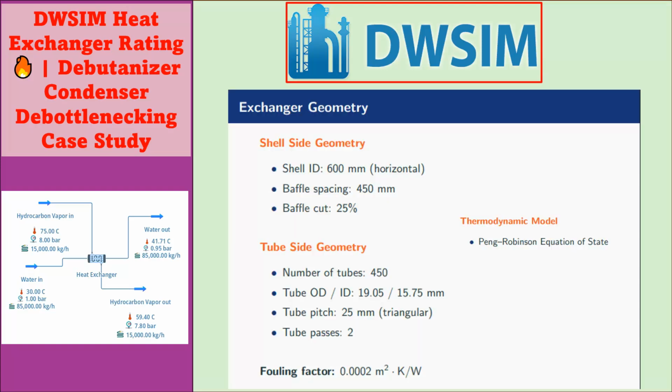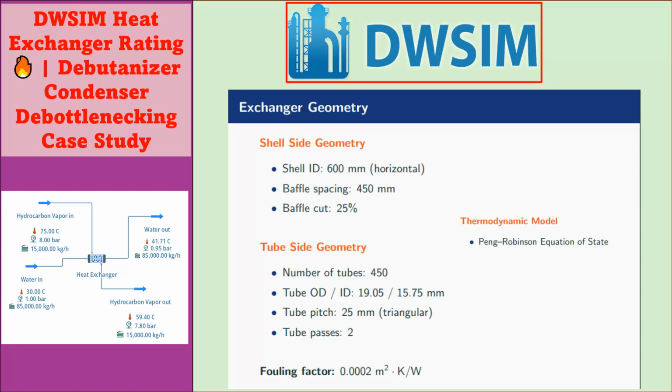Here is the exchanger geometry. The shell side geometry consists of a 600 mm internal diameter horizontal shell with baffle spacing 450 mm and a 20% baffle cut. The tube side geometry includes 450 tubes with a tube outer diameter of 19.05 mm and inner diameter of 15.75 mm, a 25 mm triangular pitch and 2 tube passes. The fouling factor is here, 0.2 square meter Kelvin per watt.